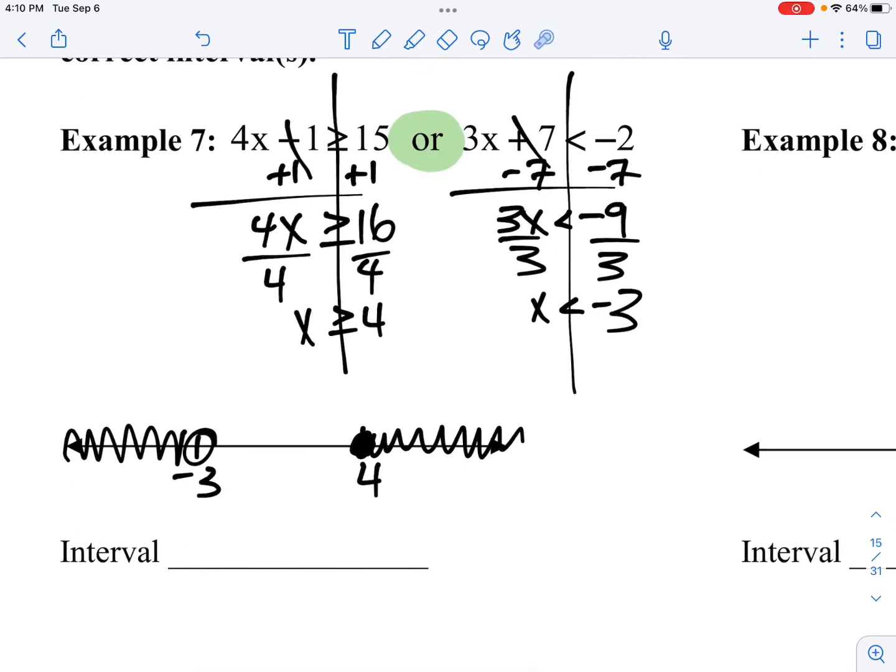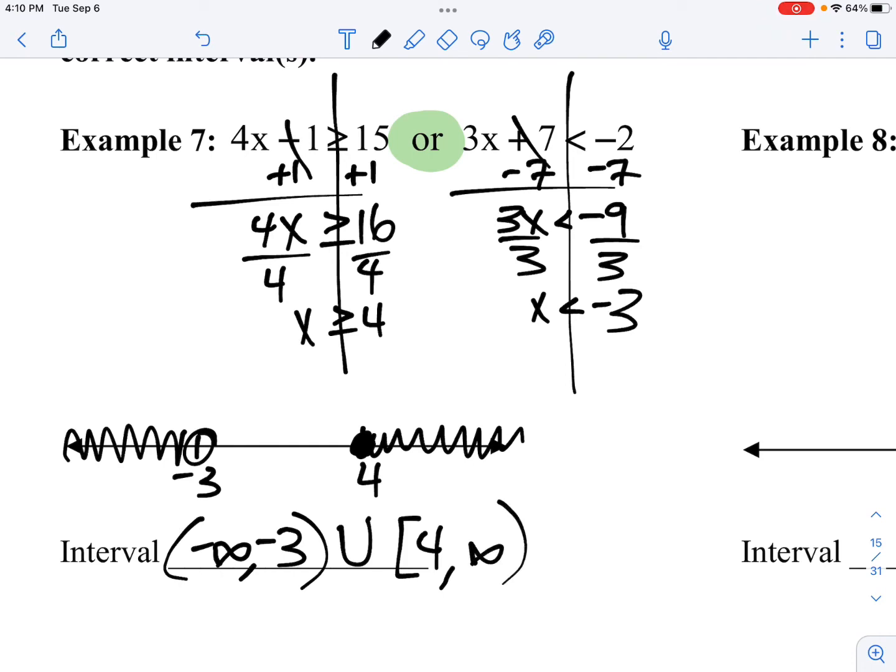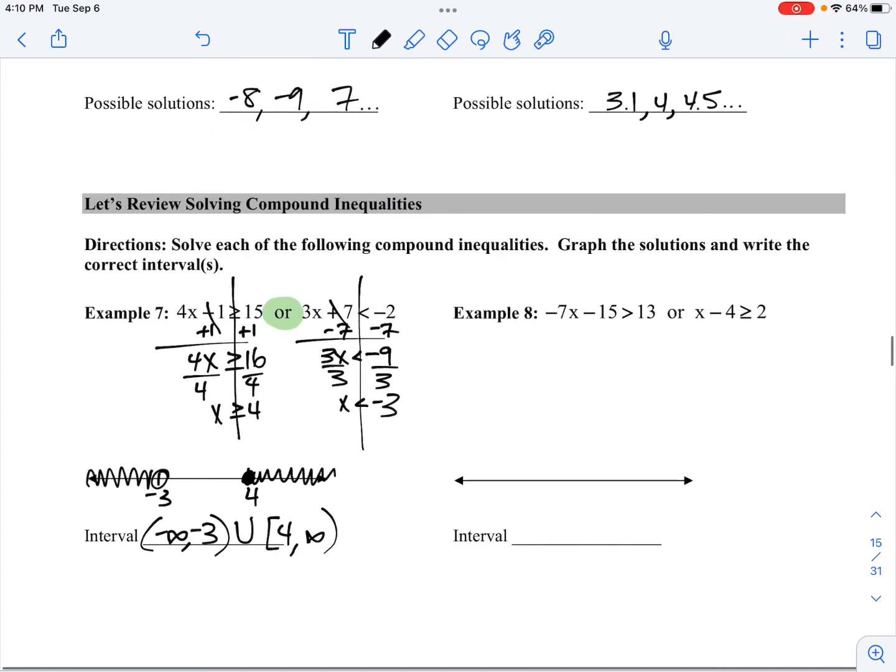All I'm going to do is I'm going to start by writing this section, which since it goes to the left forever, the first thing I'm going to write is -infinity. And it stops at -3 with a parentheses, and it's a parentheses because this is an open circle. Then I have a gap or a space, so since I have 2 sections, I'm going to write that fancy U thing. My next section starts at 4 and goes to the right forever, and the 4 has a bracket on it. And remember, parentheses always gets infinity.